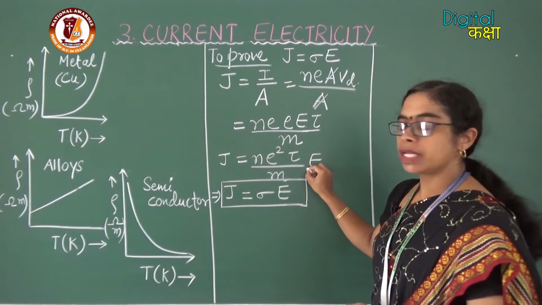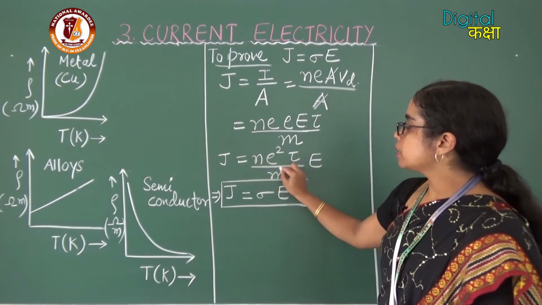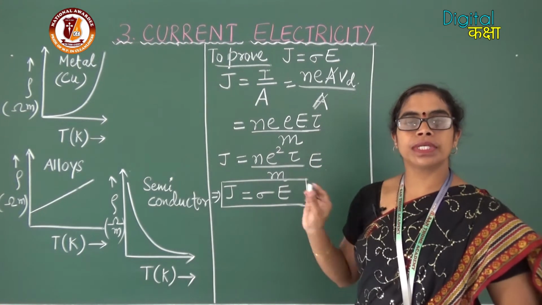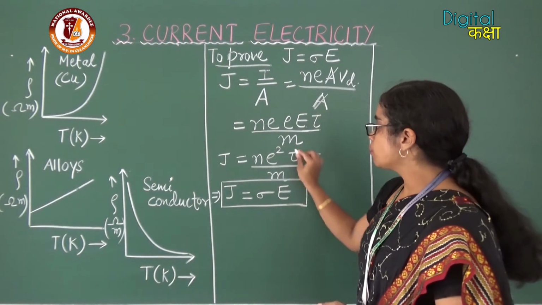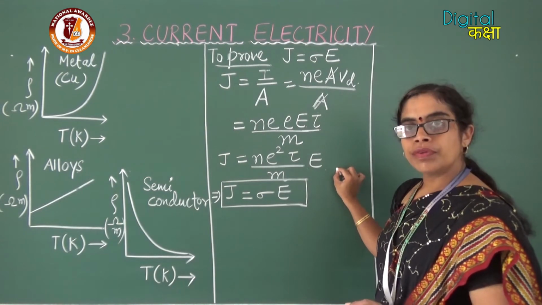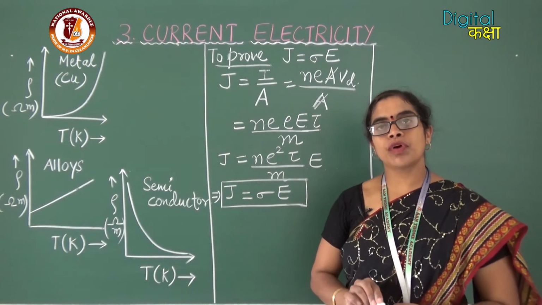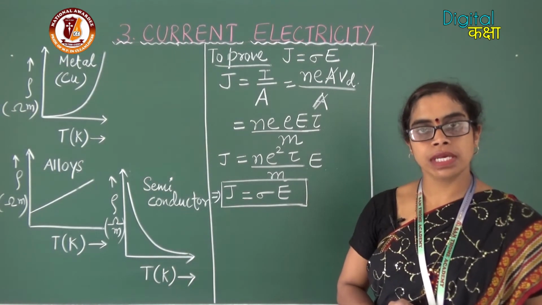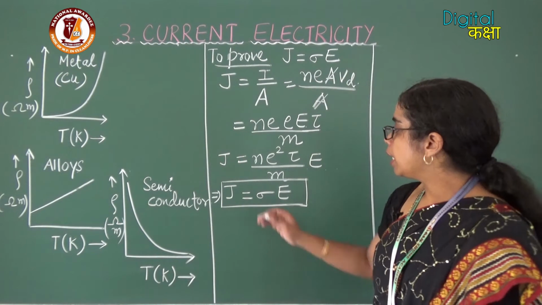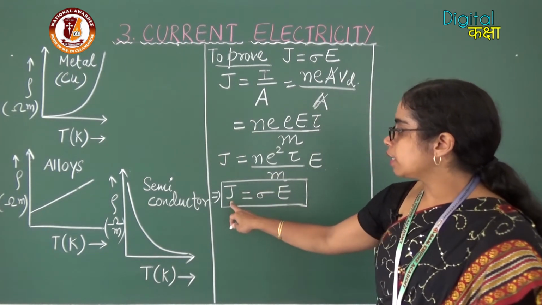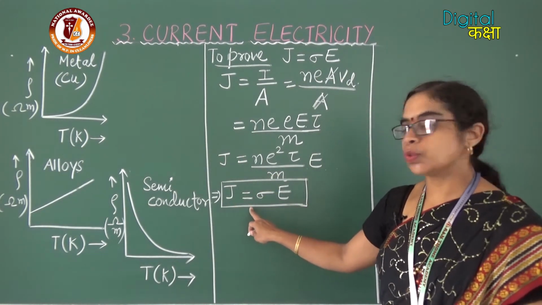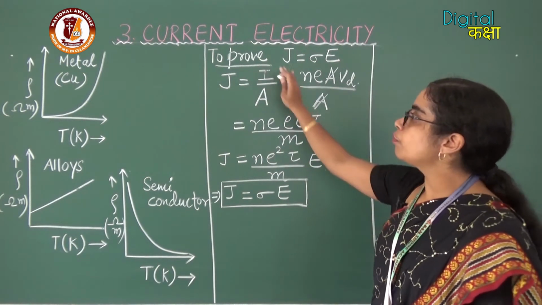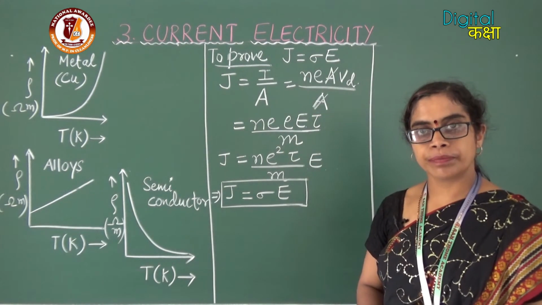When the terms are rearranged, I am getting the RHS as ne square tau upon m into E. This value, except E, we know is the formula of the conductivity, which is represented by sigma. So in the next step, I can write it as J is equal to sigma into E. This way, we have proved the given relation.